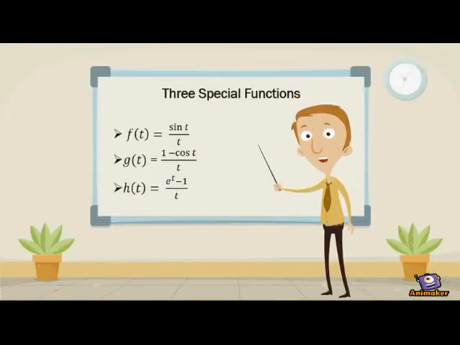So these are the three special functions and we are going to evaluate them afterwards. First is f of t equals sine t over t. Second, g of t equals 1 minus cosine t over t. And lastly, h of t equals e raised to the power of t minus 1 over t.